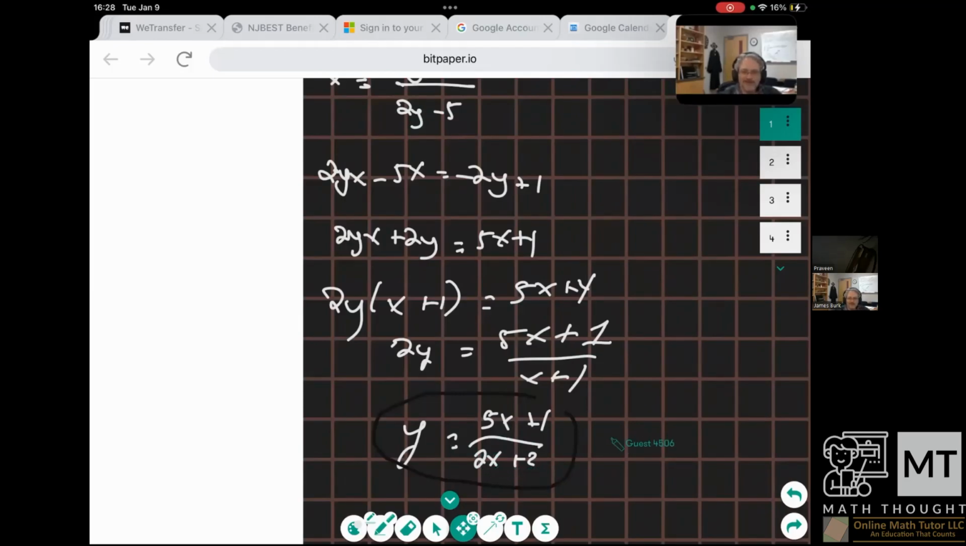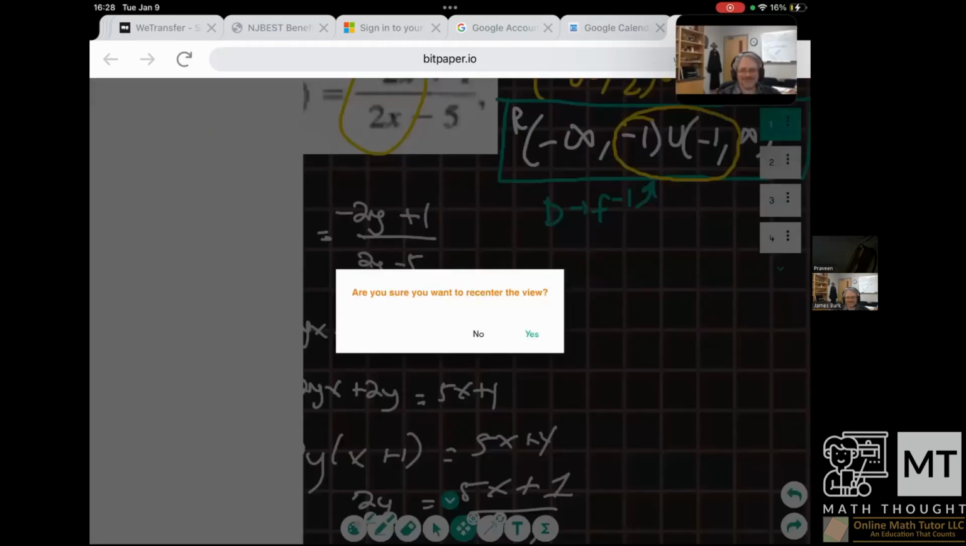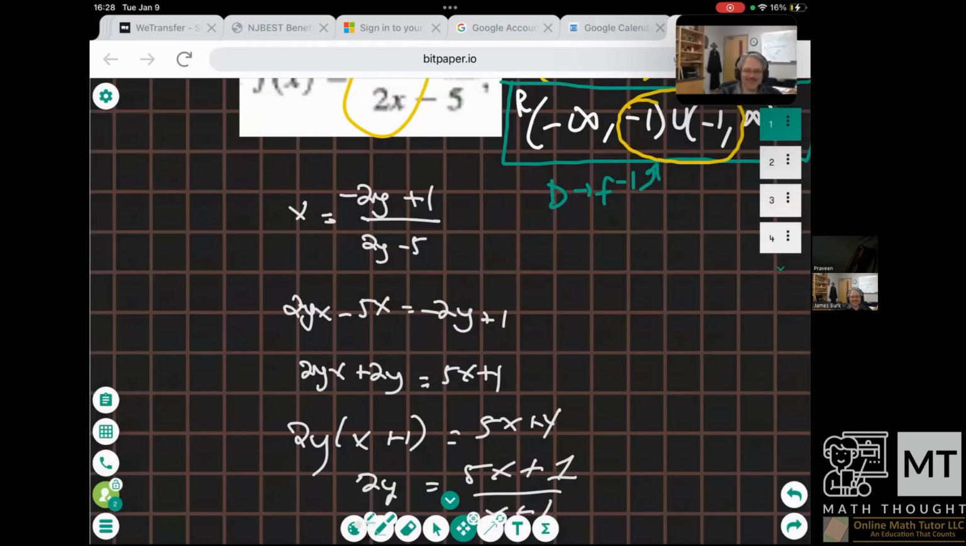But I remember talking about this. She said those restrictions are not necessary to be included in the answer because they're not inverse restrictions. Look at what we said earlier. Your domain for your inverse function is everything except for, what do we say? Negative one. It's magical. It sure seems like it, doesn't it?